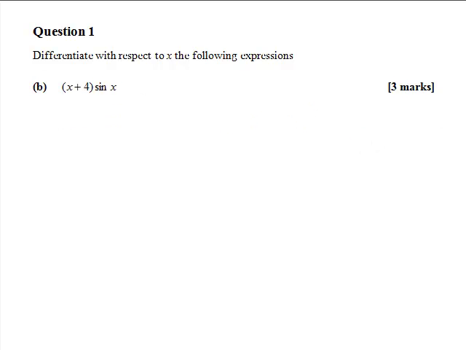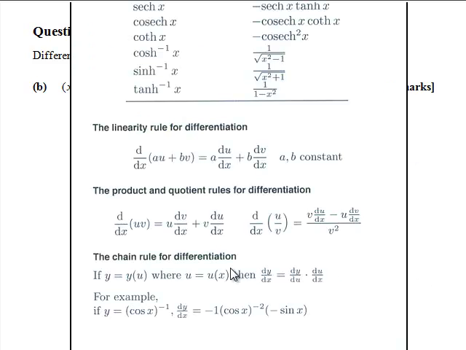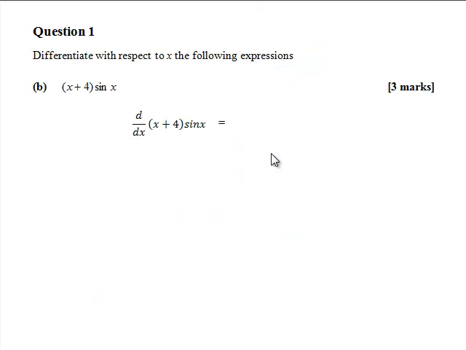Part B. We need to differentiate x plus 4 times sin x. Now this is a product, so let's remind ourselves of the product rule. d by dx of uv is equal to u dv dx plus v du dx. So let x plus 4 equal u and sin x equal v.